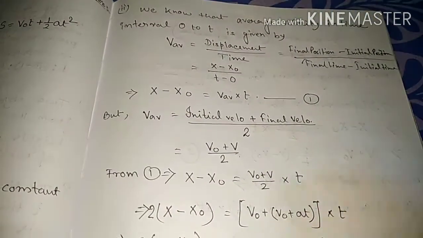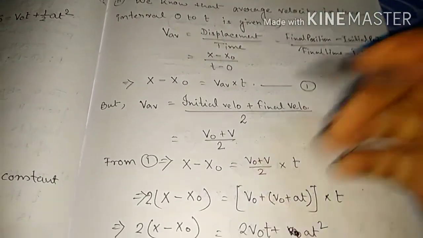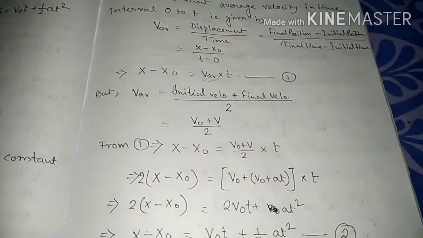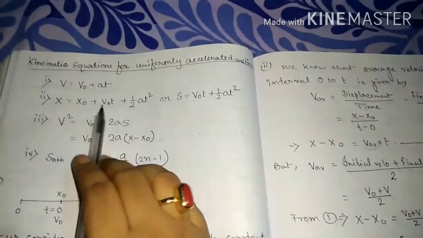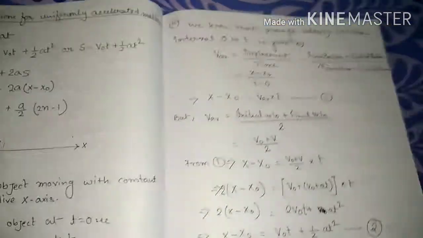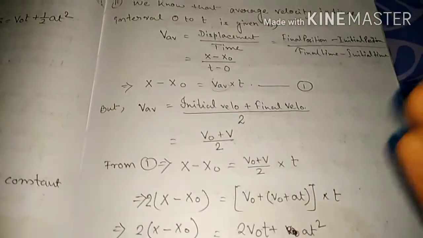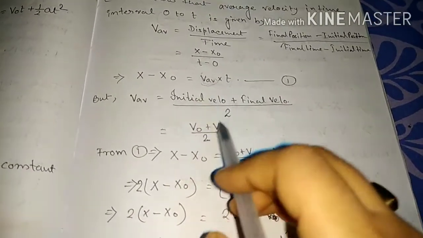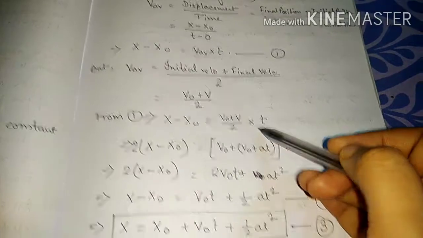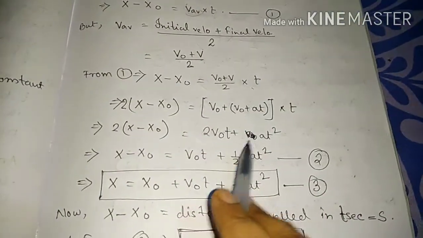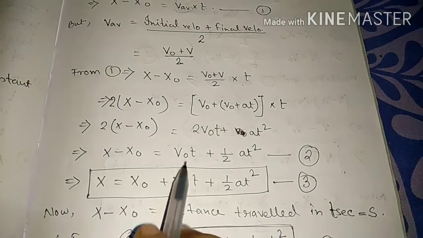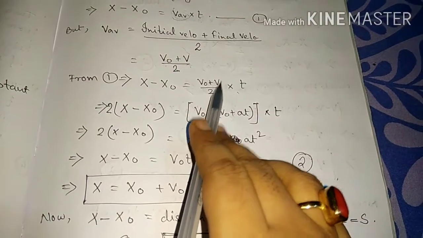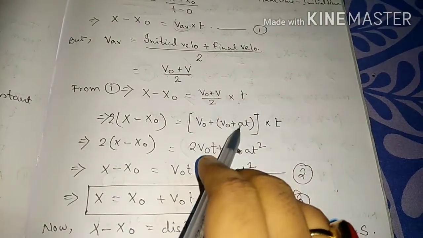Now another equation is in terms of velocity, because we need the expression of v average in terms of velocity. You see that here one velocity term is there, v0. That's why we need the definition of average velocity in terms of velocity, that is v0 plus v by 2. So in place of v average, if we put v0 plus v by 2 into t, after calculation we have x equals x0 plus v0 t plus half at square, and here in place of v we put the first equation of motion, v0 plus at.